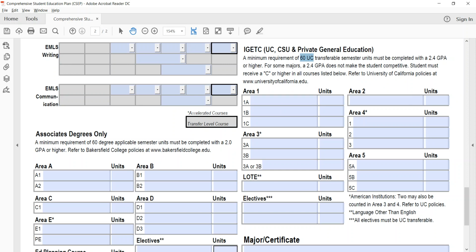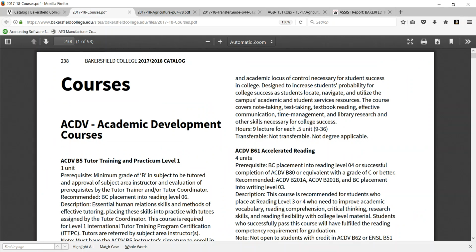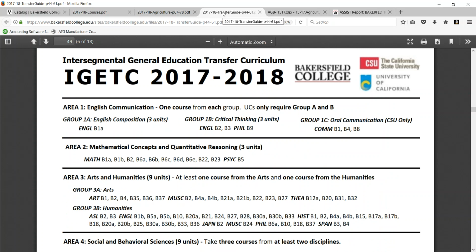So what we're going to do next is go back to our college catalog. Hopefully you have all these tabs from the previous video open so that we can just jump right in. In your transfer guide curriculum, we are following the IGETC pattern, and these are all the different requirements that the UCs, the CSUs, or private institutions are requiring before you can even get to their school. So you have to fulfill these.